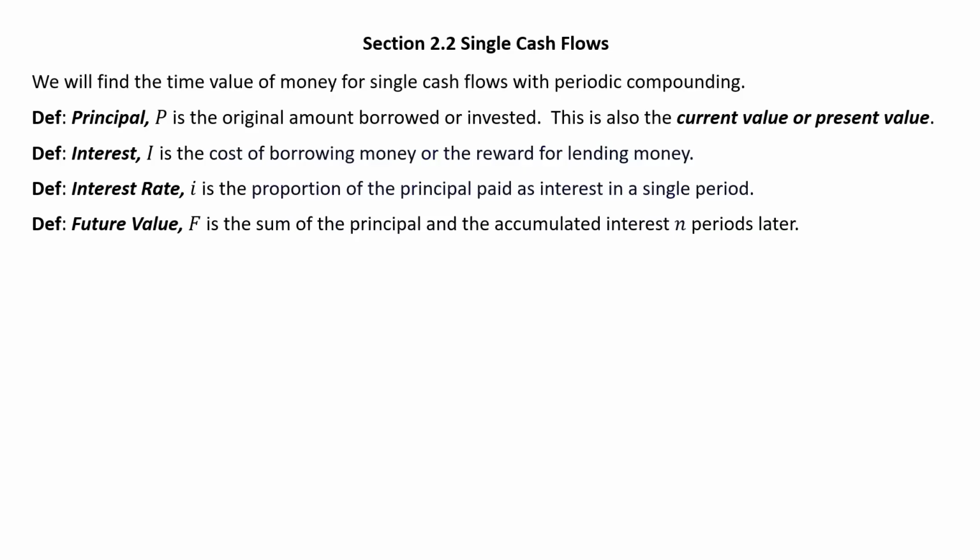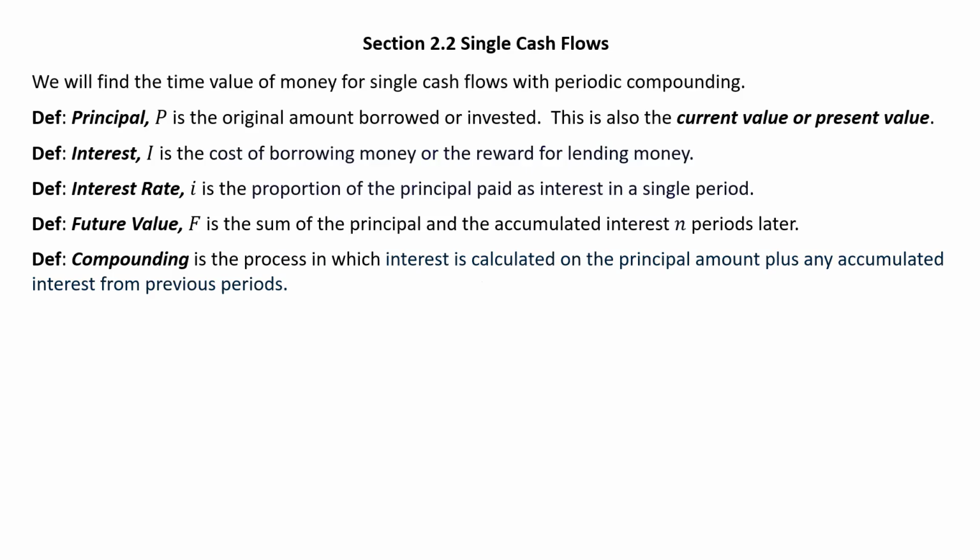Cool. Future value. Future value F is the sum of the principal and the accumulated interest in n periods later. Accumulated interest in n periods later. This is something that we need to talk about, and also especially in terms of this compounding concept. Anyway, I think I'll illustrate all of that stuff with an example. Just understand right now that future value F is whatever is the total amount after n periods. Okay. All right.